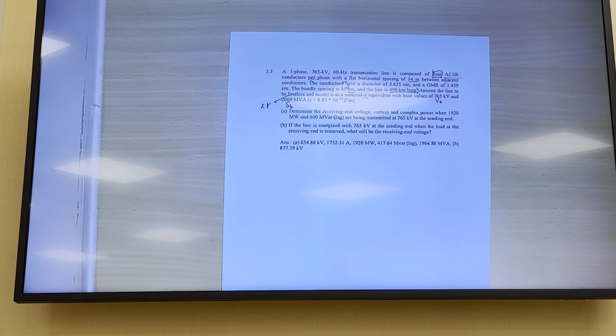As I said, in the final exam, this transmission matrix ABCD coefficient is very complex to memorize, so I will give it to you if needed. For the transmission matrix, no need to memorize. That is one of the formulas that you don't need to memorize.